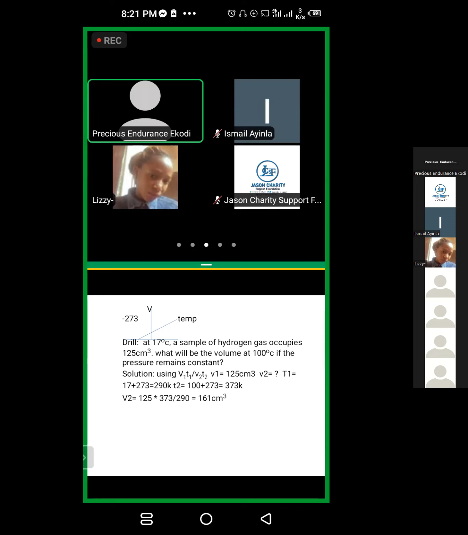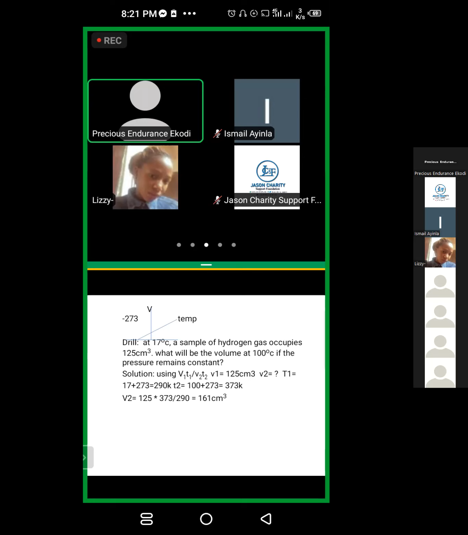Please, I'll give us a few seconds for us to quickly scribble that out so that we can try it on our own. So that is for Charles' law. We've talked about Boyle's law. Boyle's law relates pressure and volume. Charles' law relates volume and temperature.